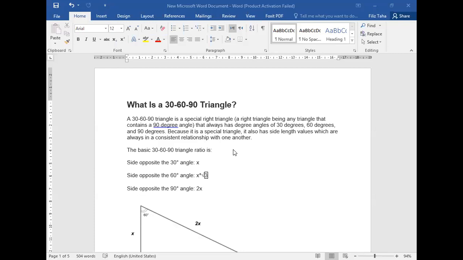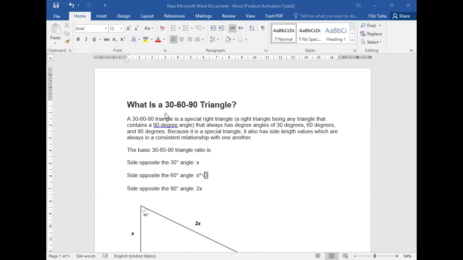Hello, grade 8. In this video, we are going to talk about a special case with a right triangle. We talked before about the Pythagorean theorem, and we want to add a new part as a special case with a right triangle. So we have two different triangles. The first triangle is called the 30, 60, 90 triangle.